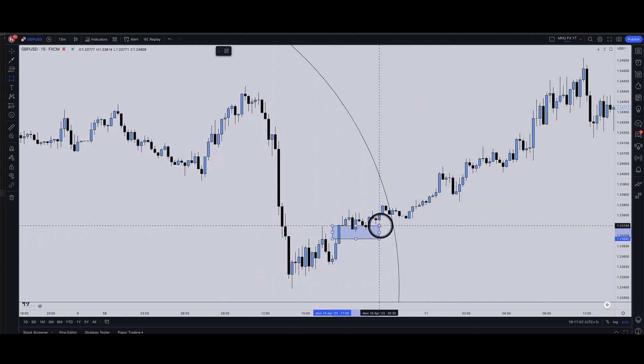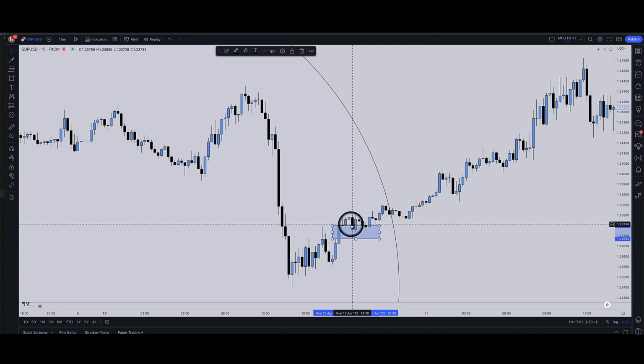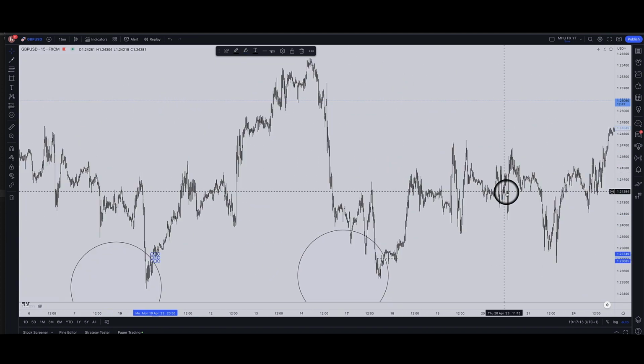So here, you see a little imbalance. Price trades into that, and they go, right? They trade into that and away. So personally, I would have missed this trade. I don't normally trade at this time. And don't forget, we are just looking at all the lows. Now, let's move on to the next one.